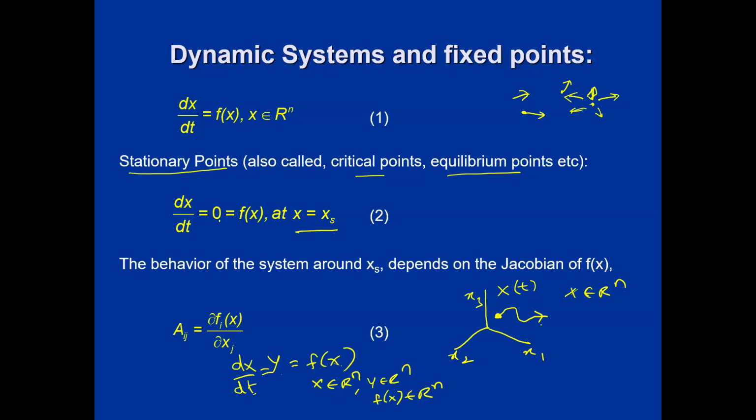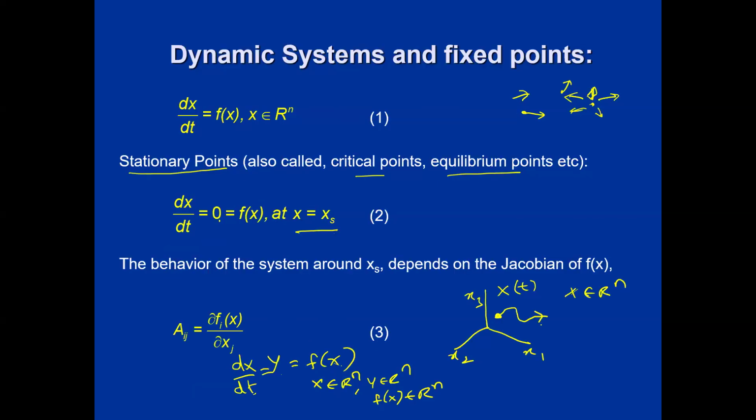Remember, it's a zero vector. It's not zero as a scalar, because x is a vector. dx/dt is also a vector. And assume that it happens at some point in state space given by x is equal to xs. Okay, so that's a stationary point.